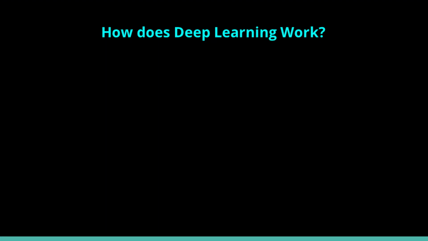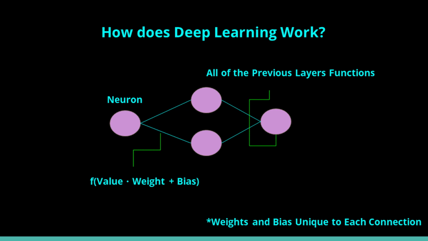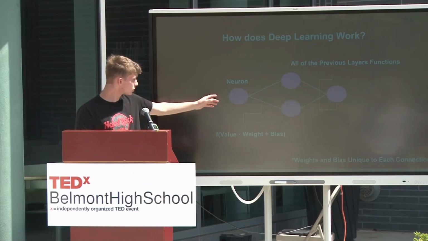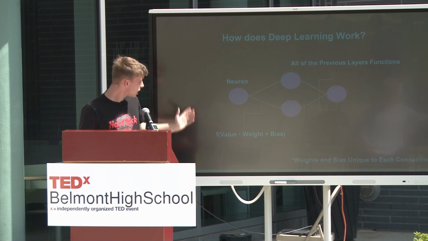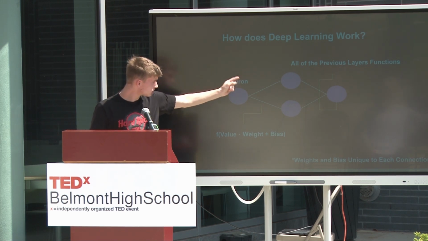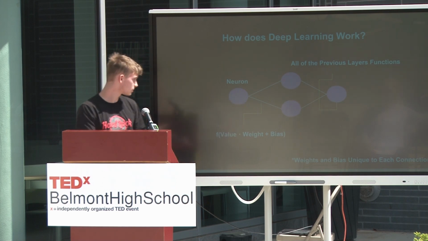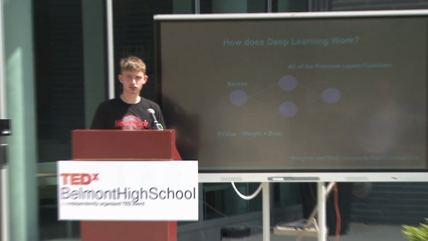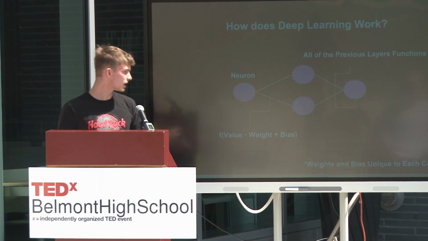Now, how does this work? Well, we have our neurons, like a human brain, and we feed forward through a neuron layer. So we start with a neuron, and we pass our value of that neuron through a function to each neuron in the next layer. Now, each of these connections is unique. So that's what gives it a randomness in a way.